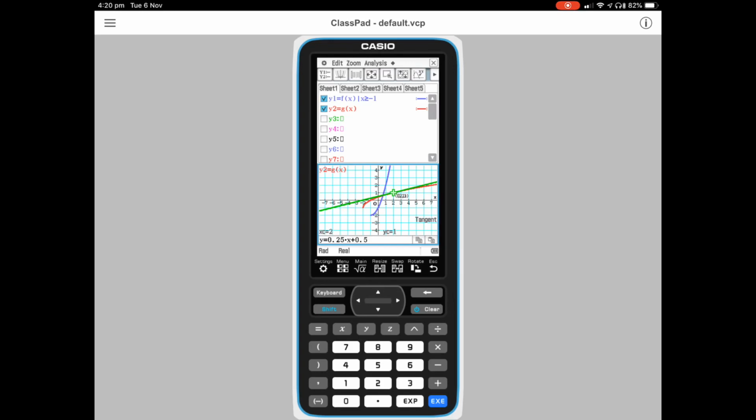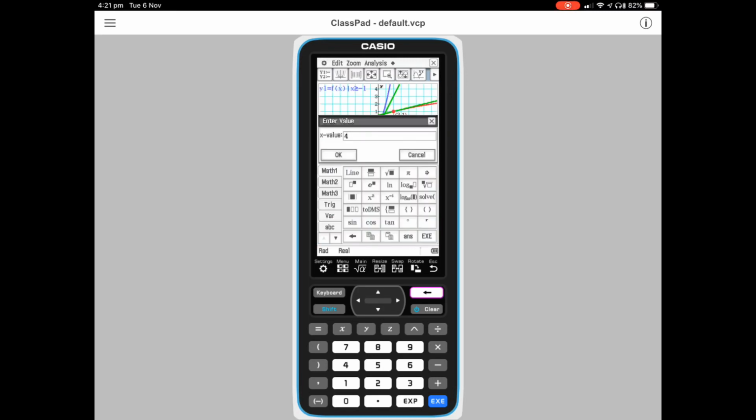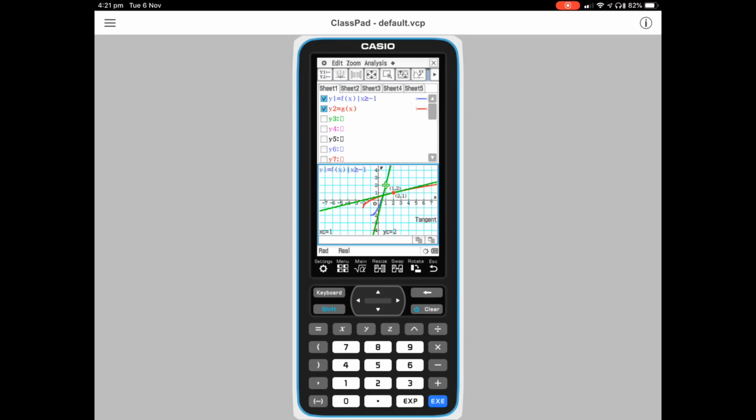Okay, we get a quarter. Now that's the point (2, 1). So that means if I go to 1 on the other graph, if I switch the x and y value, if this is a quarter, the gradient on the other graph should be 4. So analysis, sketch, tangent. Not 1, I wanted a 1. It should be 4. Hit enter. There we are. Our gradient is 4.